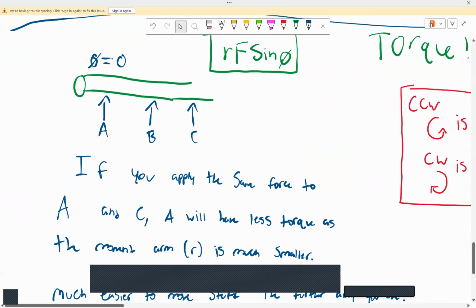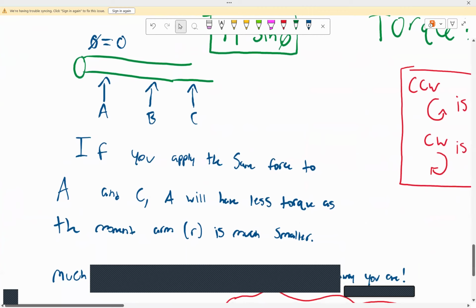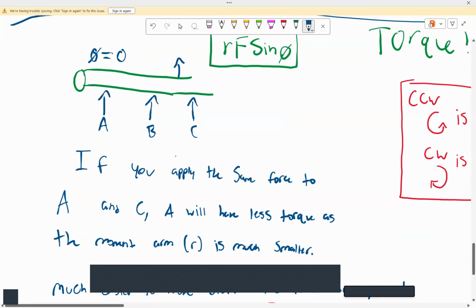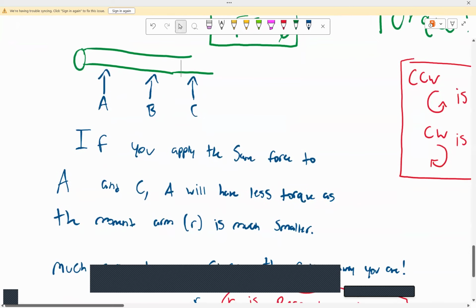As I was saying, torque is R F sine theta. Let's imagine you're trying to push something along an axis. If you're pushing at A, B, and C at different places and apply the same force to A and C, A will have less torque as the moment arm R is much smaller.